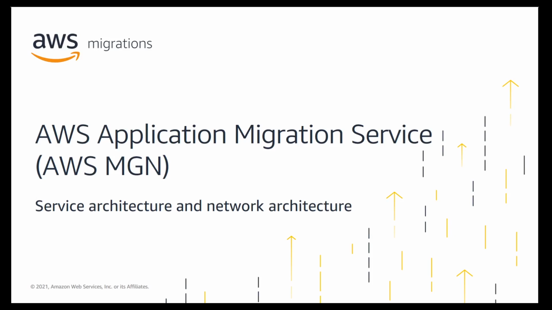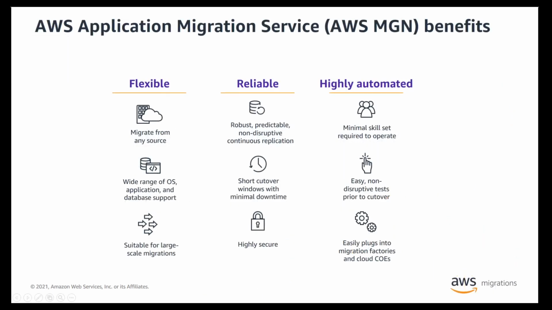AWS Application Migration Service, or AWS MGN, is a lift and shift AWS service that can be accessed through the AWS Management Console. We will now review the AWS MGN service and network architecture. AWS MGN is a flexible, reliable, and highly automated lift and shift solution.